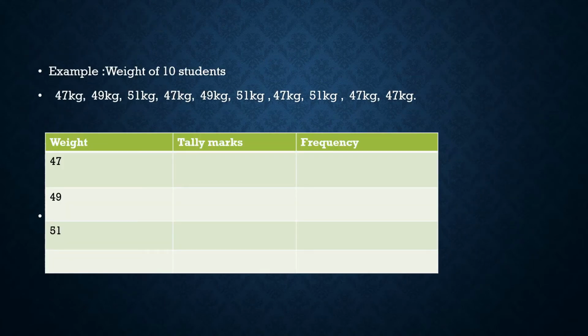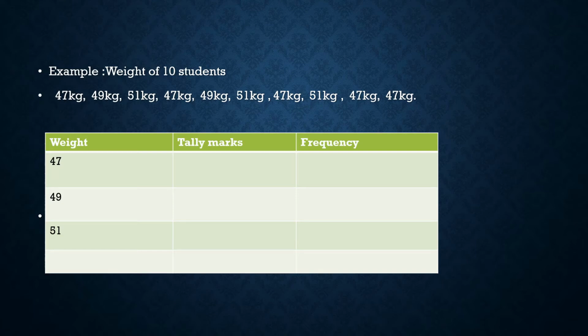Let us see an example. The weights of 10 students are given, that is 47 kg, 49 kg, 51 kg, 47 kg, 49 kg, 51 kg, 47 kg, 51 kg, 47 kg and 47 kg. Now here we have only 47 kg, 49 kg and 51 kg, so we have written them in the first column. The tally marks we will be writing.